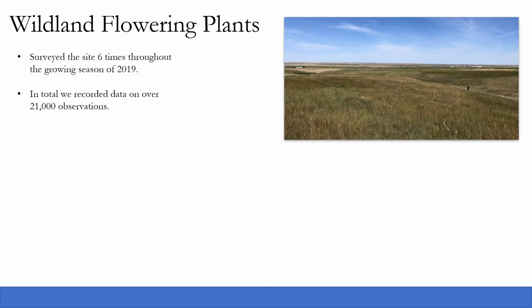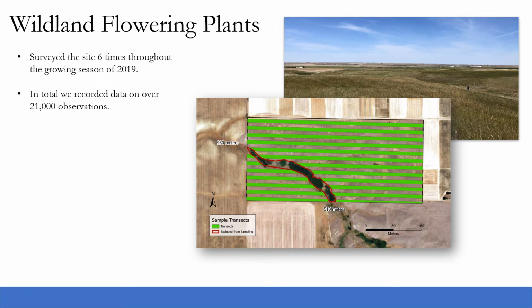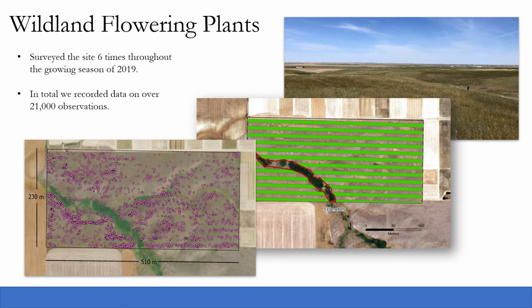This is why we intensely surveyed a 30-acre piece of grassland for the presence of flowering species. To do so, we made 6 trips spaced 14 days apart during the summer of 2019. During these trips, we plotted 10-meter wide transects spaced 10 meters apart. For every actively flowering plant observed, we recorded the location, species, and quantity of individual plants. We were able to collect data on over 21,000 observations.